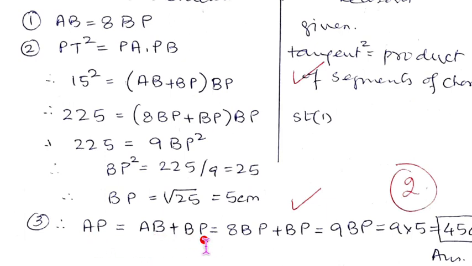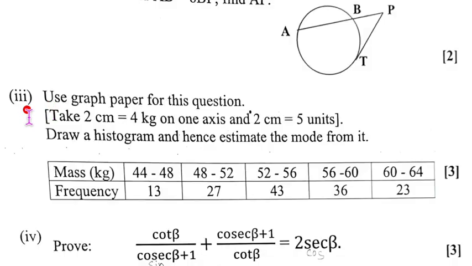AP will be AB plus BP. AB is 8 BP plus this BP, so that is 9 BP. So that is 9 multiplied by 5, because we got this here, and that will be 45 centimeter, which is our answer. Question number 3, third part.